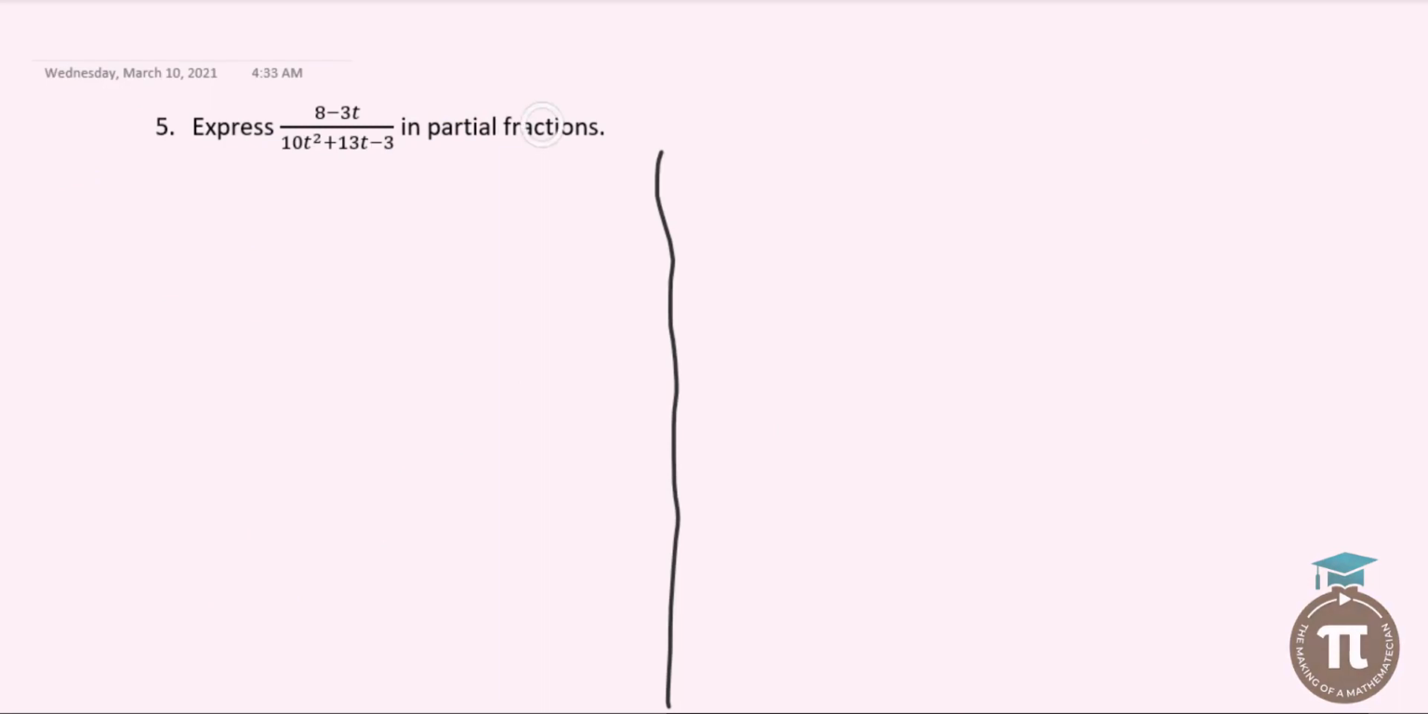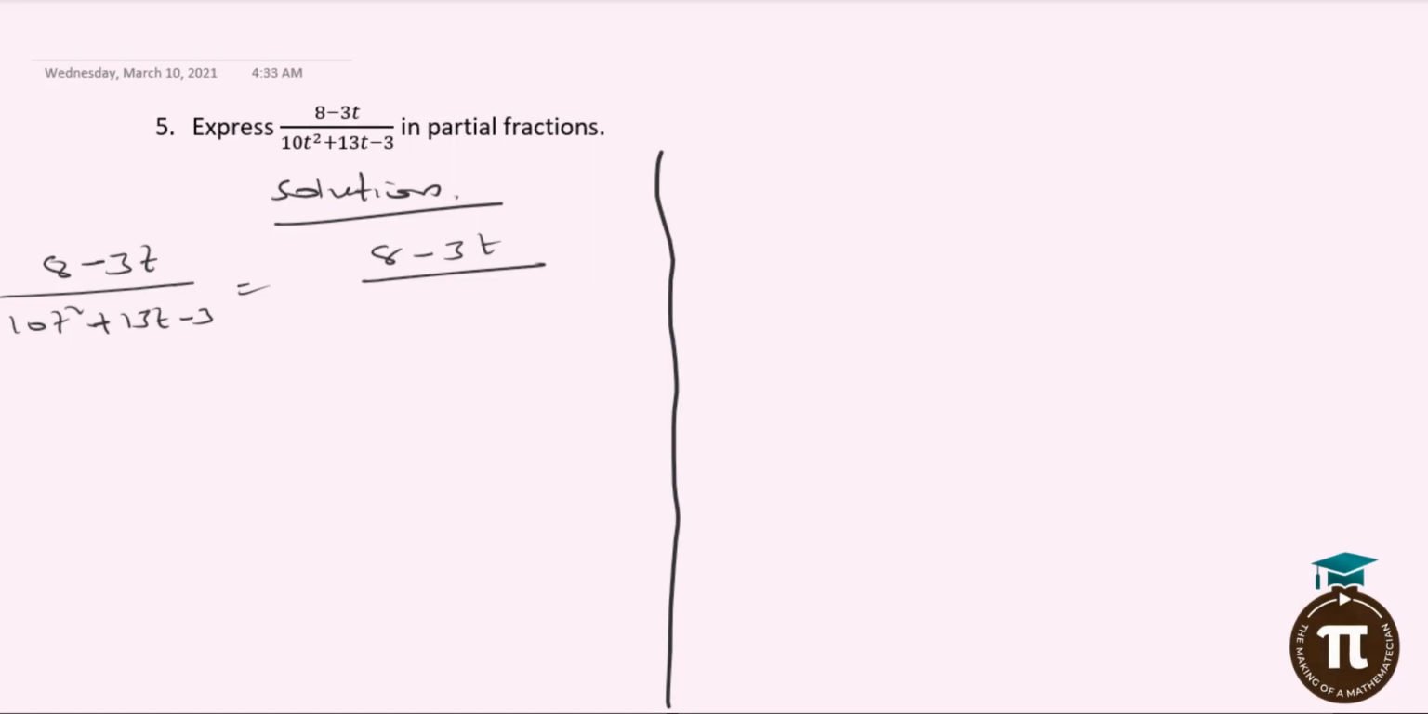So we have a partial fraction here. They say express (8 − 3t) all over (10t² + 13t − 3) in partial fraction. In this case, look at what you are going to do. You will first check the denominator whether we can factorize it.